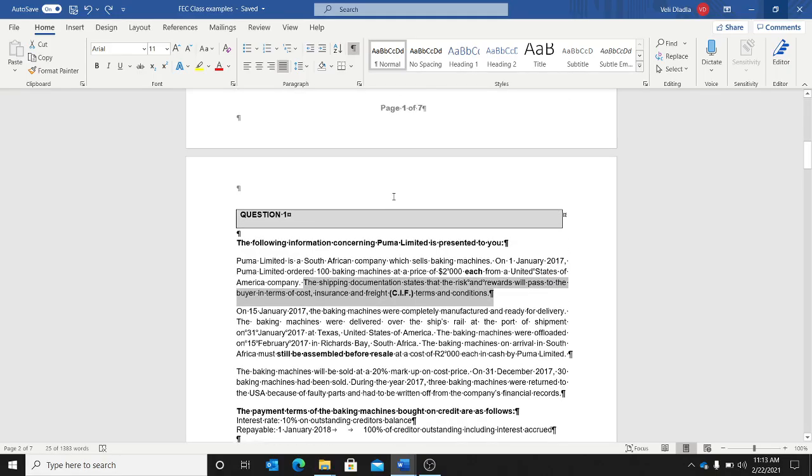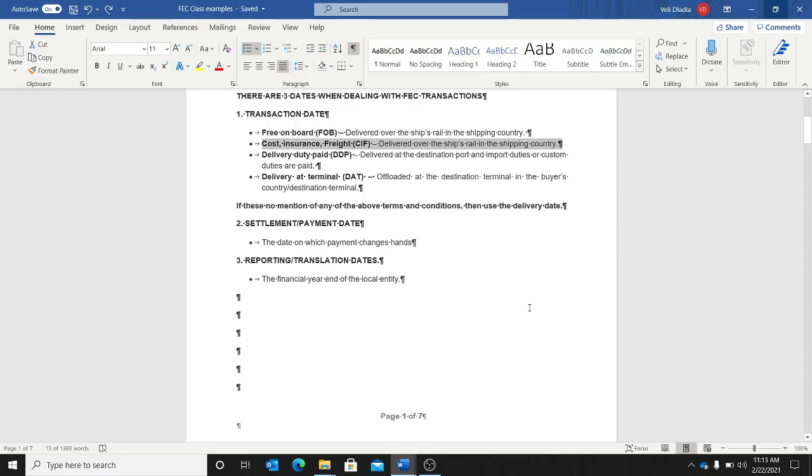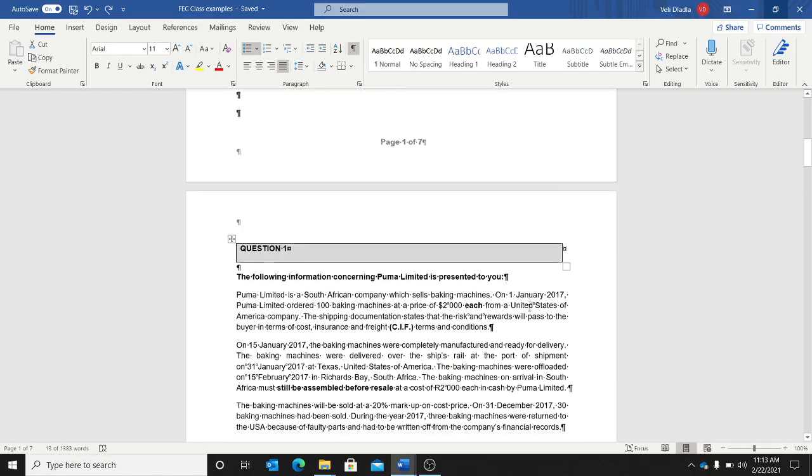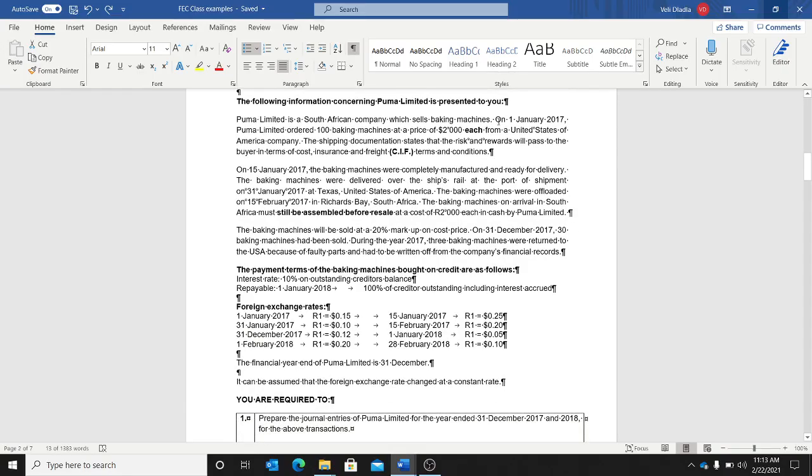They're saying it's CIF. Then we come here, we say CIF says deliver over the ship's rail in the shipping country, meaning in that country where we're buying from. When they deliver the goods at the ship's rail, that is my transaction date. So this one, you do nothing. There's nothing. It's just the placement of an order. We come here. They're complete. They're ready for delivery. Nothing has happened. Still not transaction date.